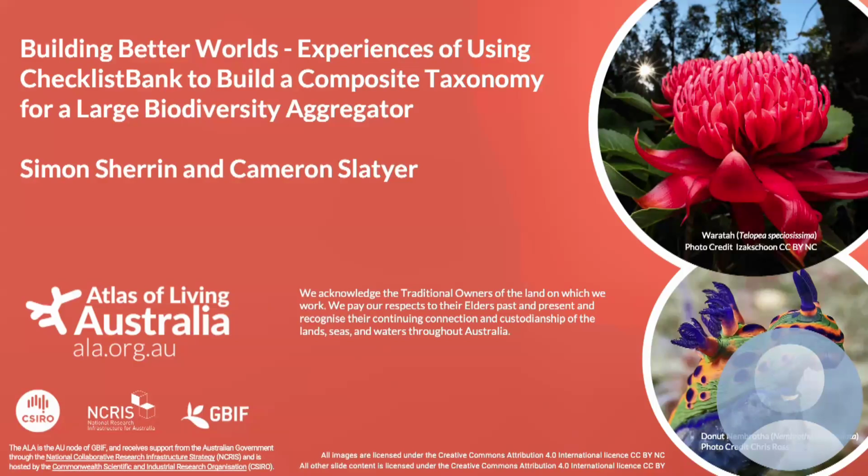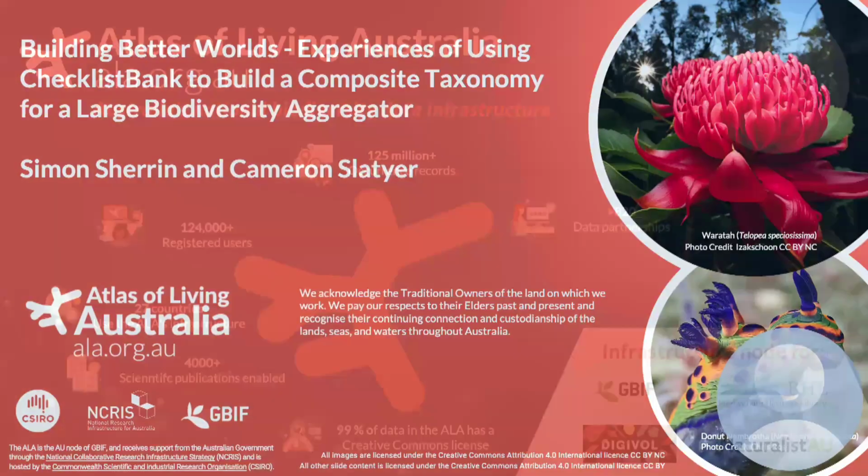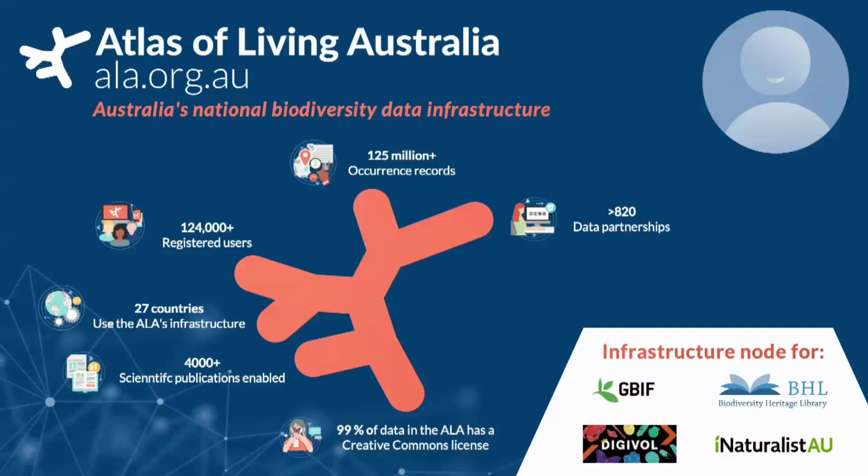Today I'm going to talk about our experience of using ChecklistBank to build a composite taxonomy for a large biodiversity aggregator. I'll start with a brief introduction to the Atlas of Living Australia, the ALA, for those of you who are unfamiliar. The Atlas is Australia's national biodiversity infrastructure. We aggregate over 145 million records from a variety of data sources. We have over 820 data partnerships, and various components of the ALA's infrastructure are in use in 27 countries.